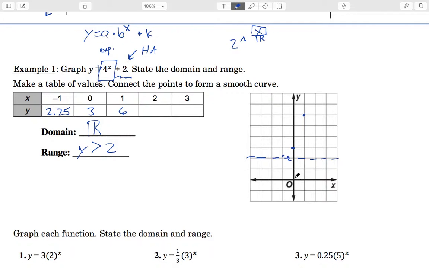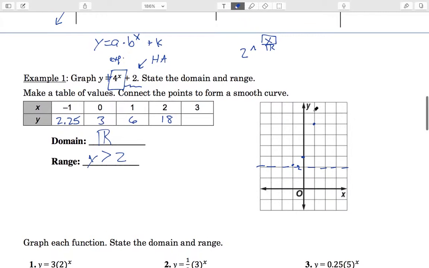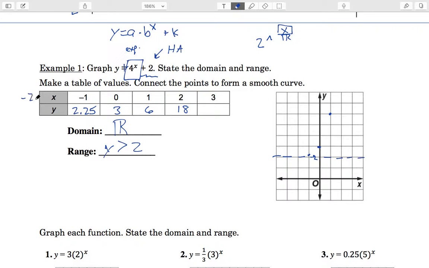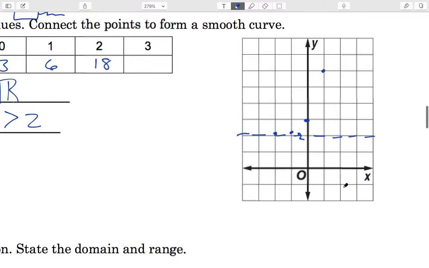Highly unlikely that I'm going to get any more than that. Yeah, 4 squared is 16, plus 2 is 18. That's out of my box. If I threw one more on there, like -2, let's take it to the left one more. 4 to the -2 is 1 over 4 squared, which is 1 over 16. So 2 and 1/16, whatever that decimal is, it's 2.125. So that's really not much better there. But that's what we should be expecting.